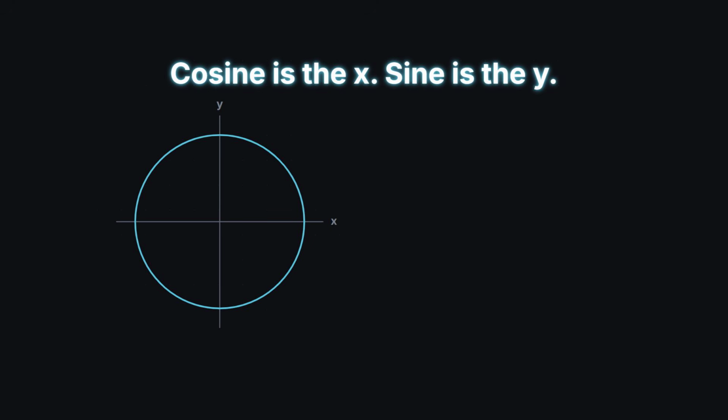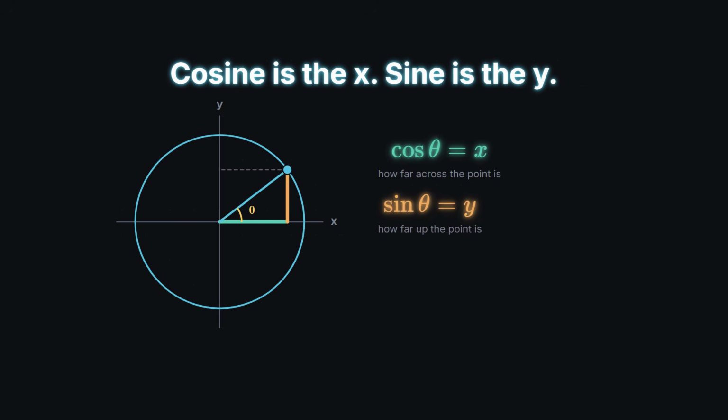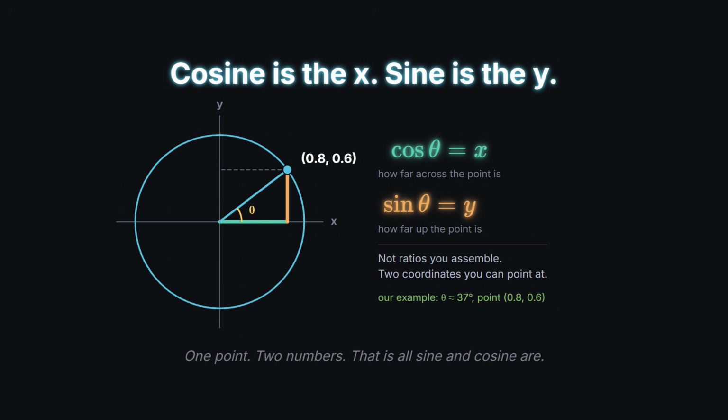Draw a circle of radius 1, centered on the origin. Start where the circle crosses the positive x-axis, and turn counterclockwise by your angle. You land on a single point. Cosine of the angle is the x-coordinate of that point. Sine of the angle is the y-coordinate. That is the whole definition. Sine and cosine are not ratios you assemble. They are the two coordinates of a point you can point at. I will keep one example on screen throughout. An angle of about 37 degrees, whose point sits 0.8 across and 0.6 up.